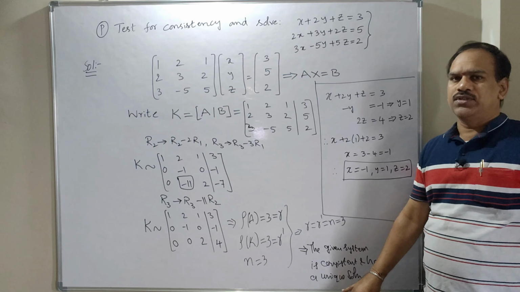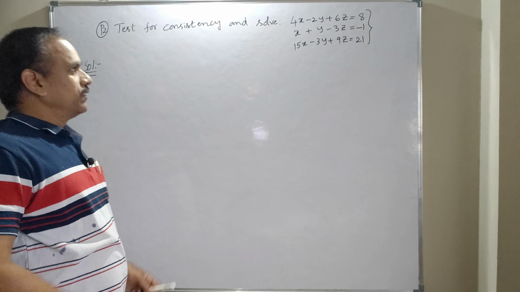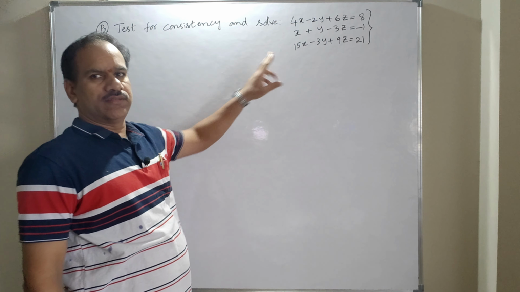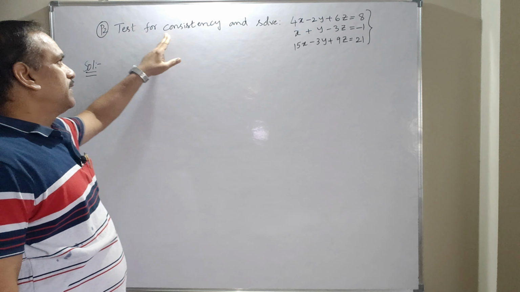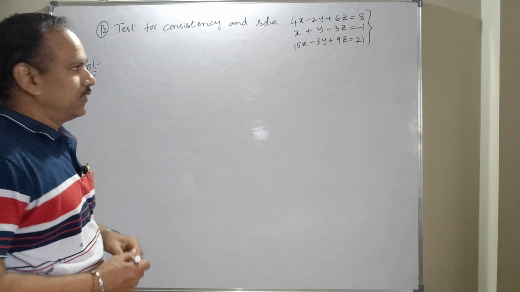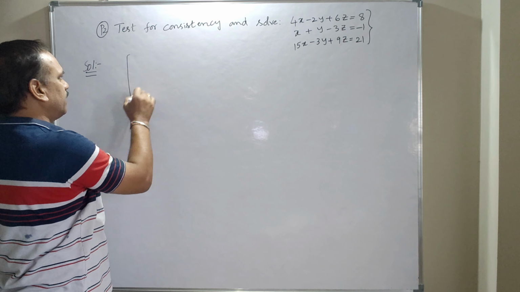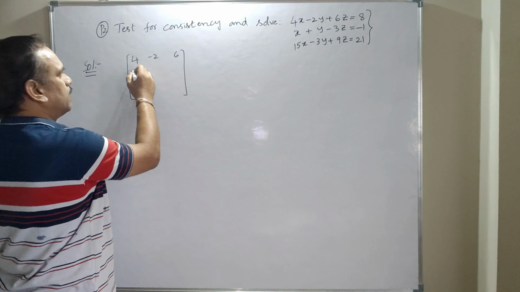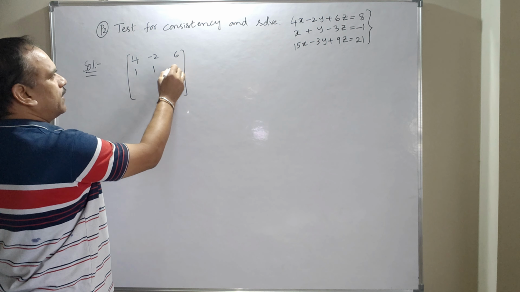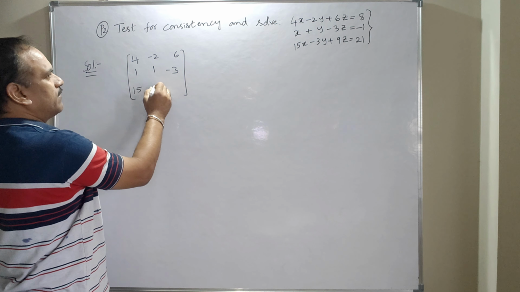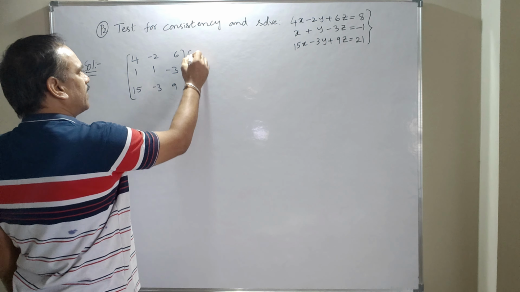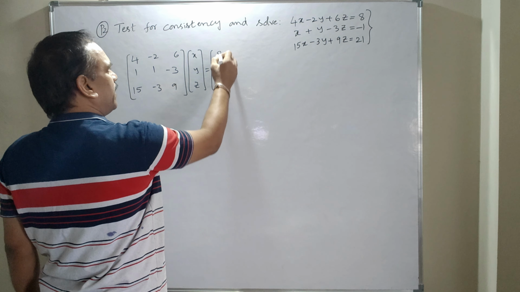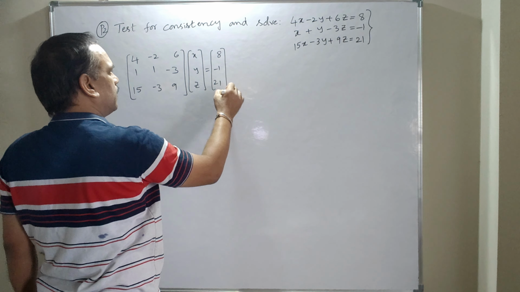This is the required unique solution. Coming to the second problem, you are given a system of equations, 3 unknowns, 3 equations, and asked to test the consistency and solve. So how to express this? First of all, we write the coefficient matrix: 4 minus 2 6, 1 1 minus 3, 15 minus 3 9, into xyz, equal to 8 minus 1 21.